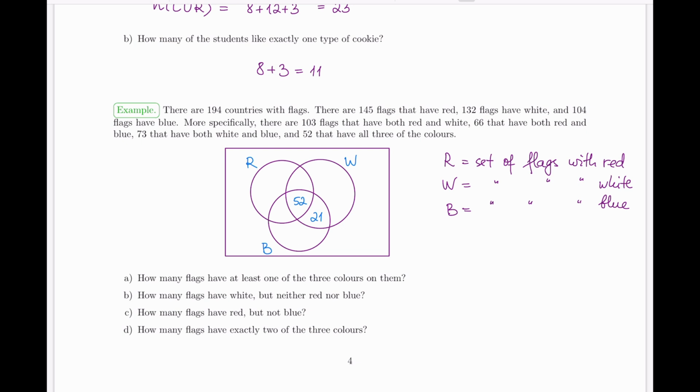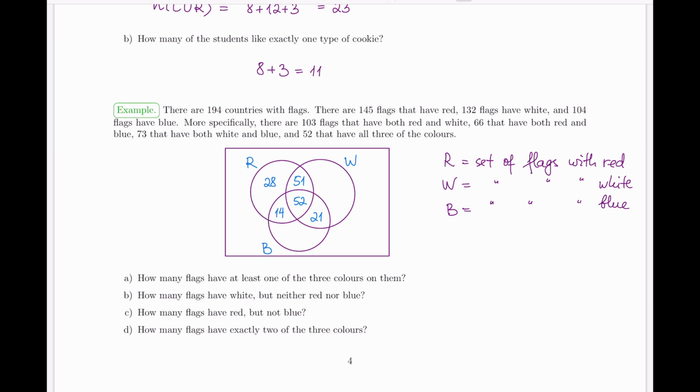Okay, so working back out, I have 66 have both red and blue. So 66 goes here. With 52 in that region, it leaves me with 14 flags in this region here. I have 103 flags that have both red and white, which means 103 flags go in this region here. With 52 there, it leaves me with 51 for this region. And now back to the full set. So I have 145 that have red, which means that 145 has to live within this entire set. 145 minus 51 minus 52 minus 14 is the number that's going to have to go in here. So that leaves me with 28.